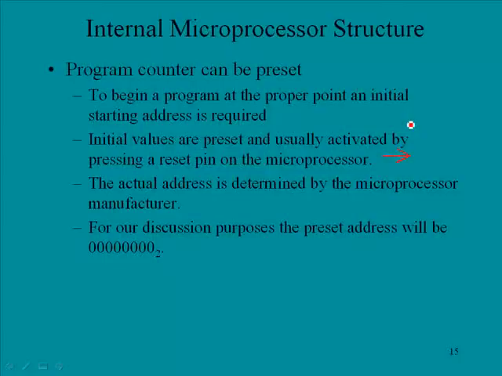It's called the BIOS. So there's an initial startup program, and then the BIOS calls the operating system. The actual address is determined by the microprocessor manufacturer. So when you press this preset button, it goes to a specific address, and that will be determined by the manufacturer of the microprocessor. For our discussion purposes, the preset address will be 00000, the very beginning of memory. In fact, we might say 00001.